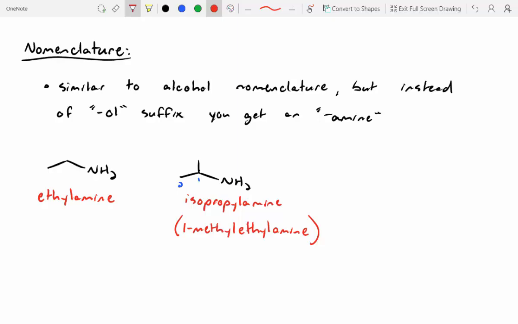Ethanol, not ethanol. So shouldn't that be ethanamine? Yeah, that's a good question. Nobody really calls it ethanamine, I think just simply because it doesn't flow right. Ethylamine's just easier to say. I'll have to look into that, though.